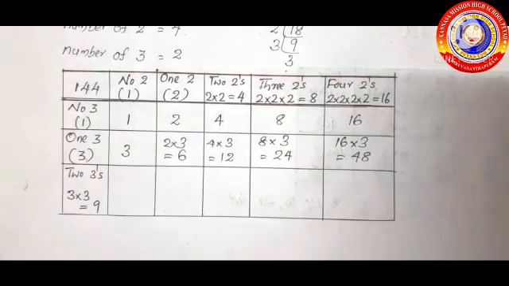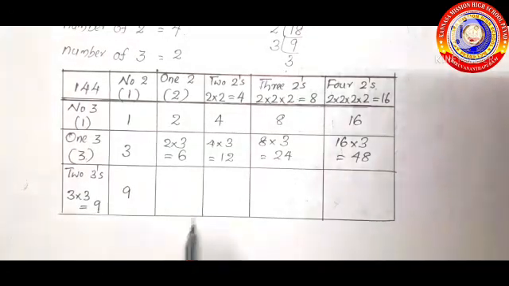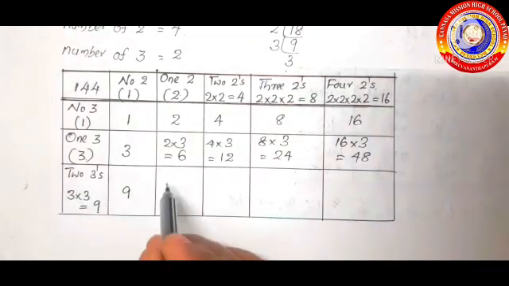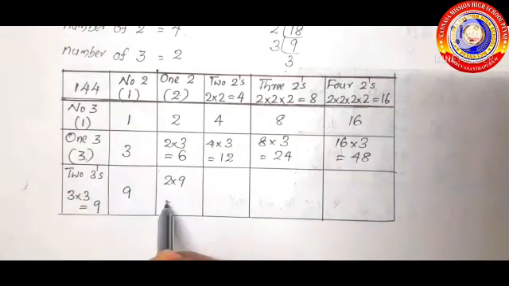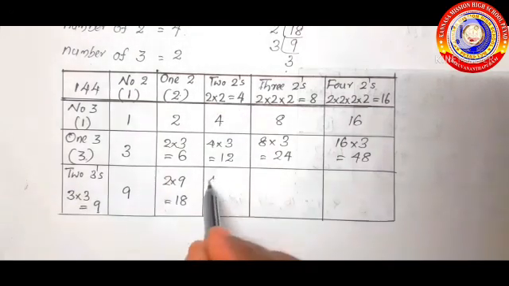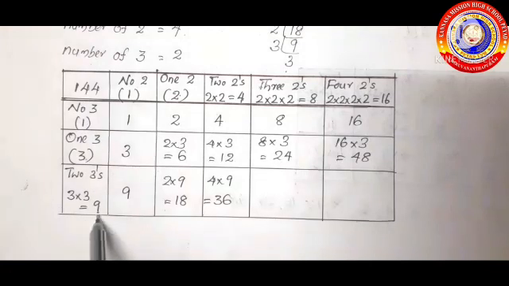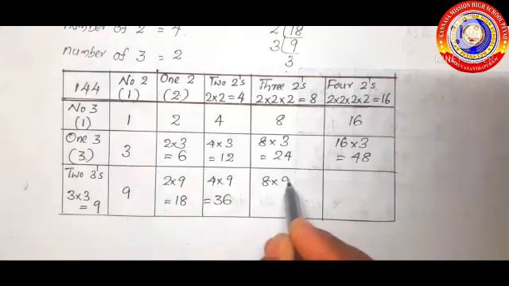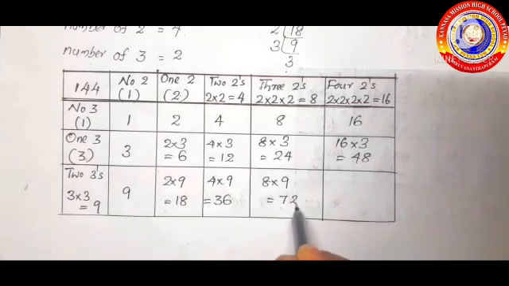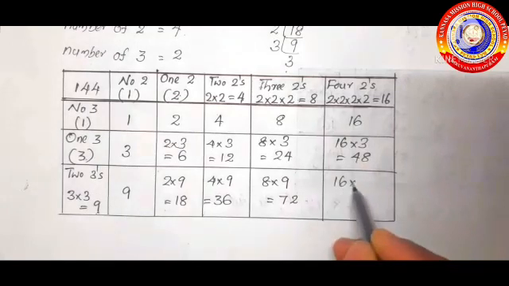Then the third row is multiplying the first row by 9. 1 into 9 is 9. 2 into 9 is 18. Then 4 into 9 is 36. Then 8 into 9 is 72. Then 16 into 9 is 144.